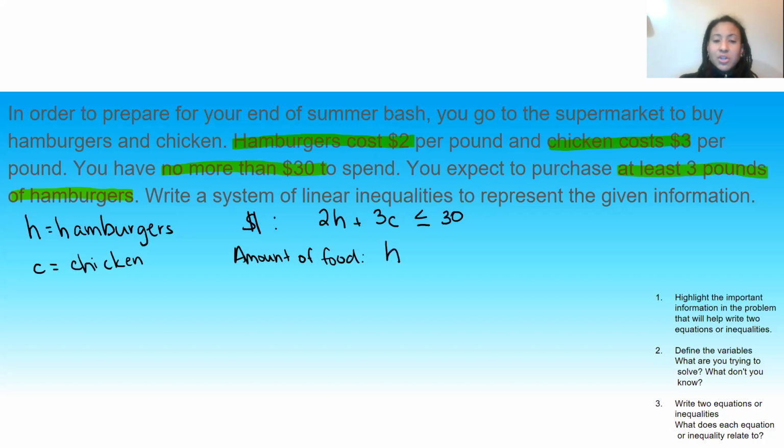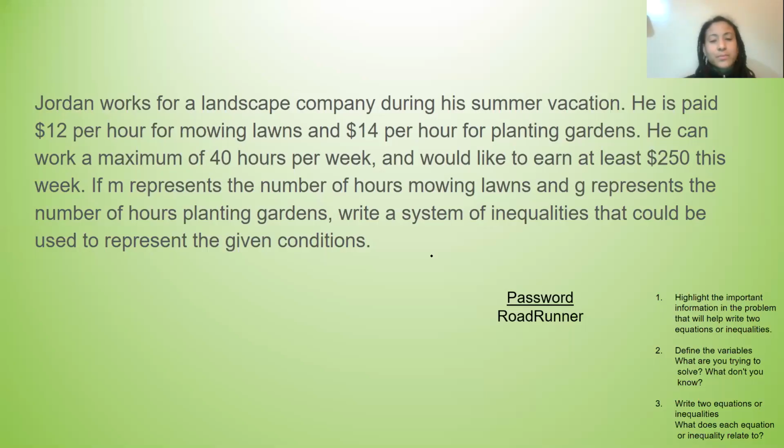So we have H, and then it says we want to purchase 3 pounds of it, okay? So we could have talked about the weight, okay? So at least, what does at least mean to us? You need to be at least 48 inches to get on the ride. That means 48 or more. And there we are. Okay, next one.